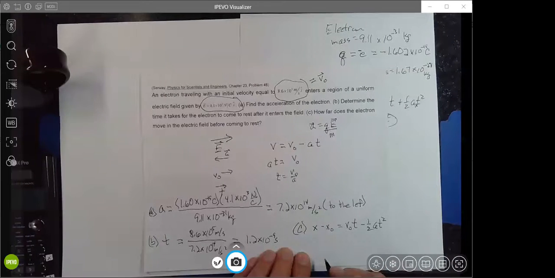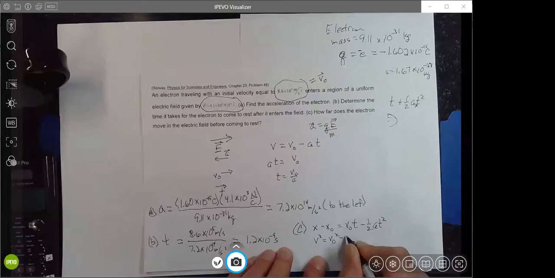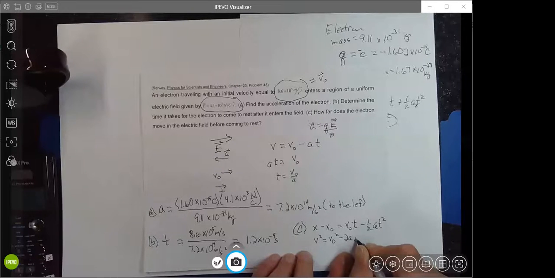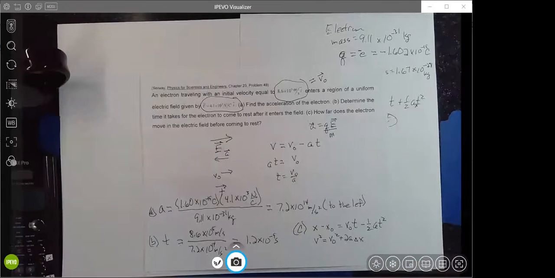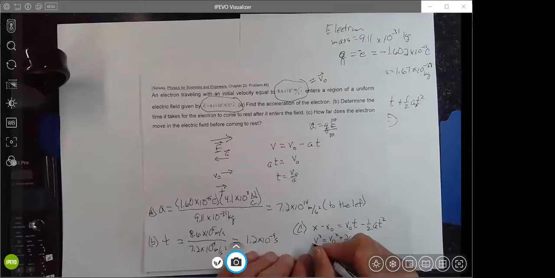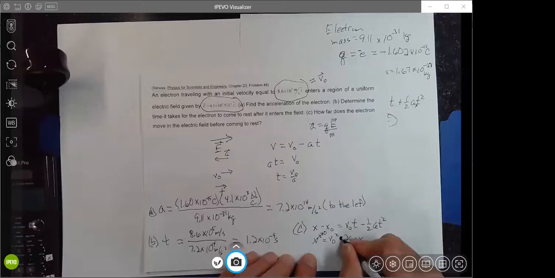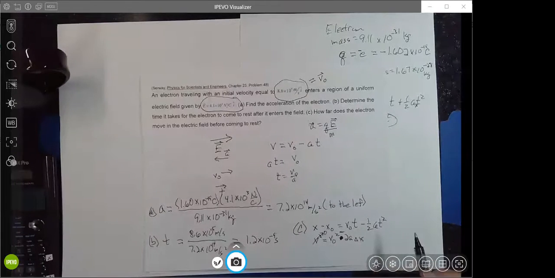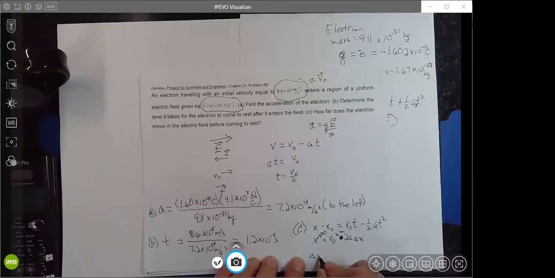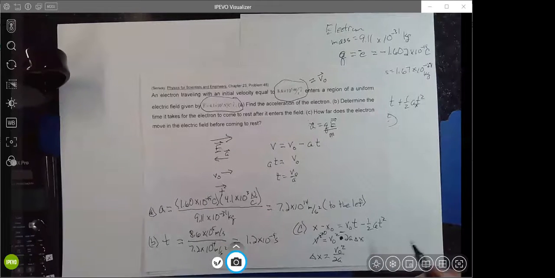I could use, let's see, v squared equals v naught squared minus 2a delta x, or maybe it's plus 2a delta x, I don't remember. We do have a negative acceleration in this case. So since this side is going to be 0, probably minus in this case, because I do have a negative acceleration. Solve that over there. Delta x is going to equal v naught squared over 2a. And I'd rather do it this way because then I don't have to plug in such a complicated equation.